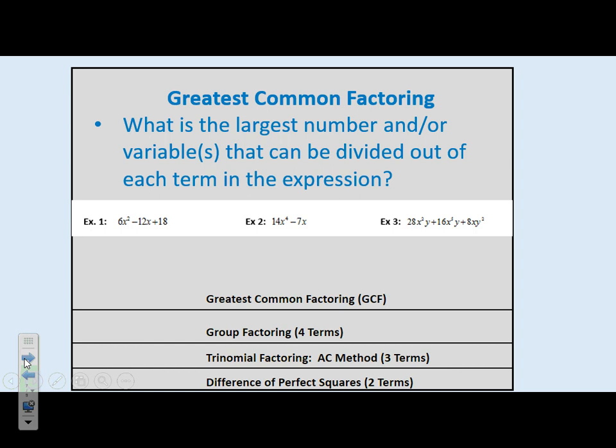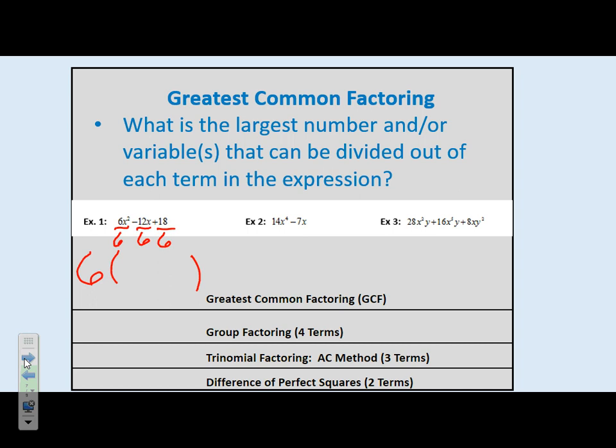In example number 1, I always like to go through and look at what number I can take out of all of these. So I have 6, 12, and 18. The largest number that can come out of all 3 of these is 6. So I'm going to take a 6 out of each. Now if I look at this for my variable, in order to take a variable out, it has to be in each one. There isn't a variable in each one, so all I can take out is 6. So whatever I write on the bottom, I'm going to write out front here, and I'm going to put what's left over in my parentheses.